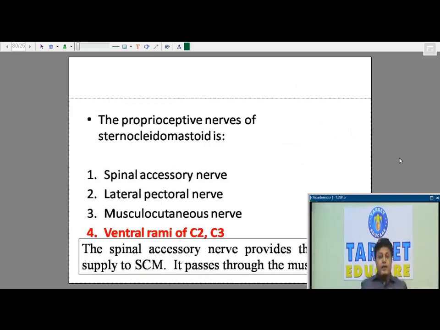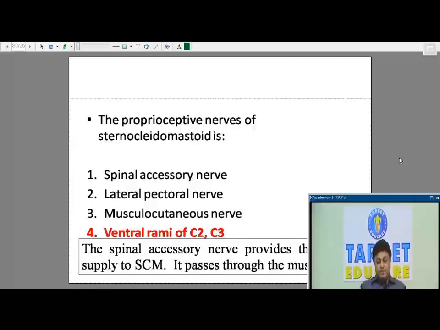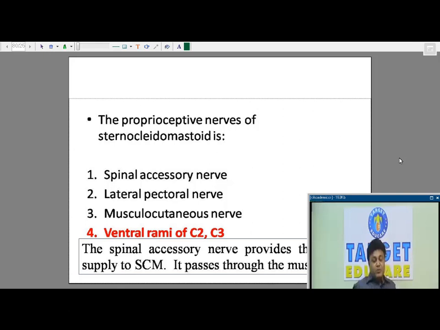So the answer is ventral rami of C2 and C3. And because we are talking of the sternocleidomastoid muscle, understand that the spinal accessory nerve provides the motor supply to sternocleidomastoid and it passes through the muscle. Fine? So C2, C3 for sternocleidomastoid, and when it comes to trapezius, it is C3 and C4.